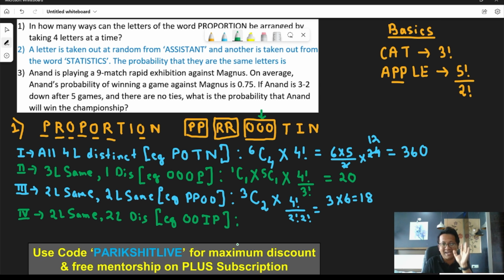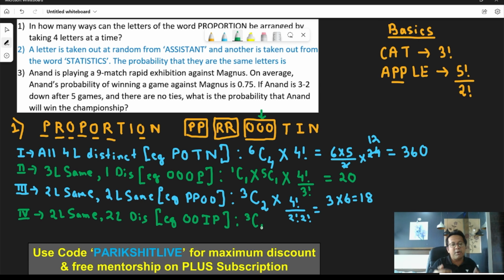2 letters are same. So if the 2 letters are same, how many options do you have? It has to be among P, R, O. It cannot be a T because there are no two T's, it cannot be an I because there are no two I's, it cannot be an N because there are no two N's. Correct? So among P, R, and O, you have to select one letter, which are the two same. So basically, can I say 3C1?